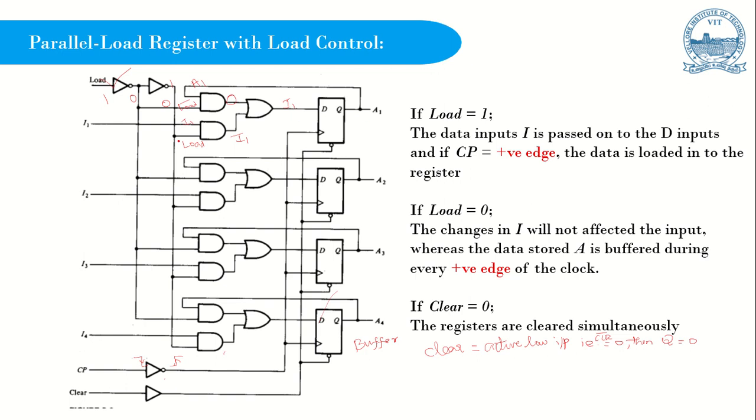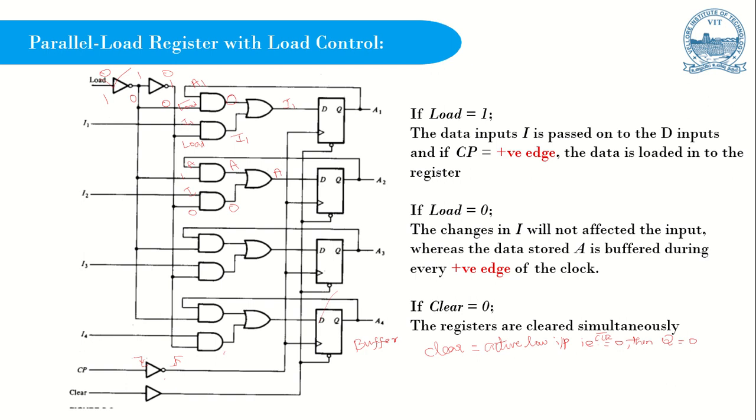Okay. Now the second case: what happens if load is equal to 0? If load is 0, load bar is 1, and again here it is 0. Taking the same thing here: this is 0, this is I, this is 1, and this is A. Now, 0 AND I is 0, 1 AND A is A, 0 plus A is A, so D is equal to A, where A is the output which was stored previously.